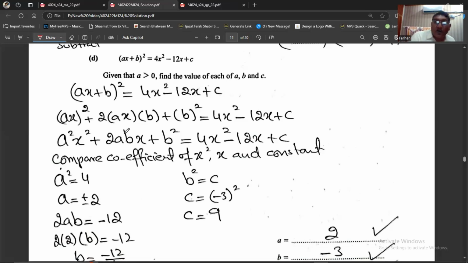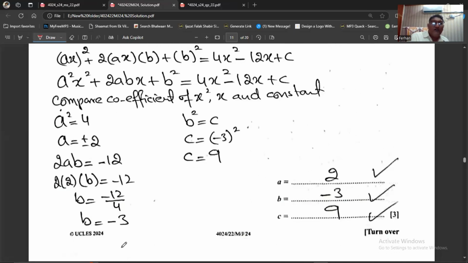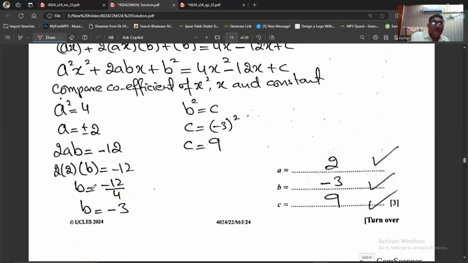Then I will compare the coefficient of x. Here the coefficient of x is 2ab. Here the coefficient of x is minus 12. So 2ab is equal to minus 12. In the place of a, I will put positive 2. So 2 into 2 into b is equal to minus 12. So now what will happen? 4b is equal to minus 12. So b will be equal to minus 12 divided by 4. So b will be equal to minus 3.